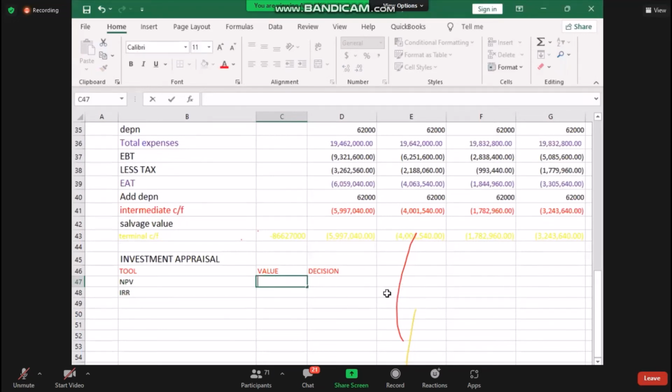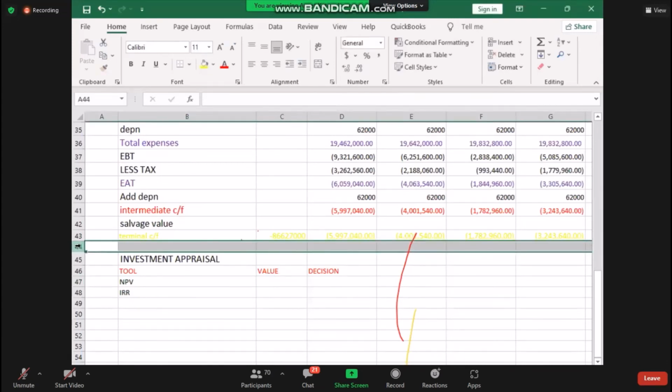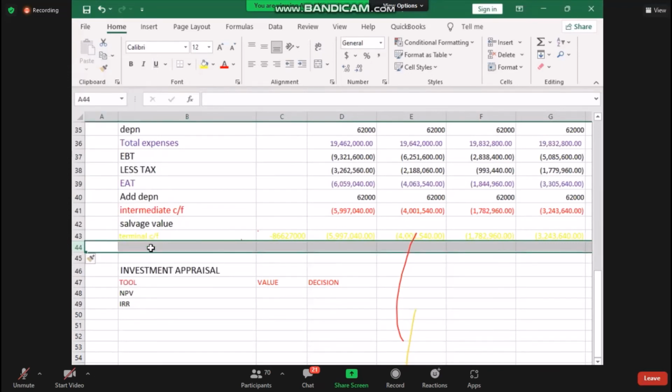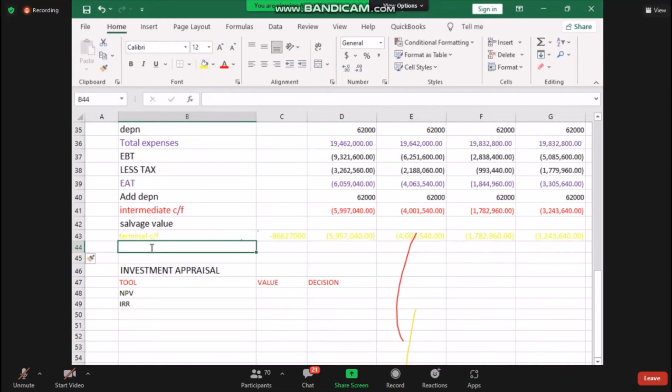Let me look at my question first. Oh, they're telling us the rate is 20%. It is here. It is 20%. So let me capture that. I can just put it here. Means that the required rate of return, that is RRR, required rate of return, is 20%. The question has captured it.